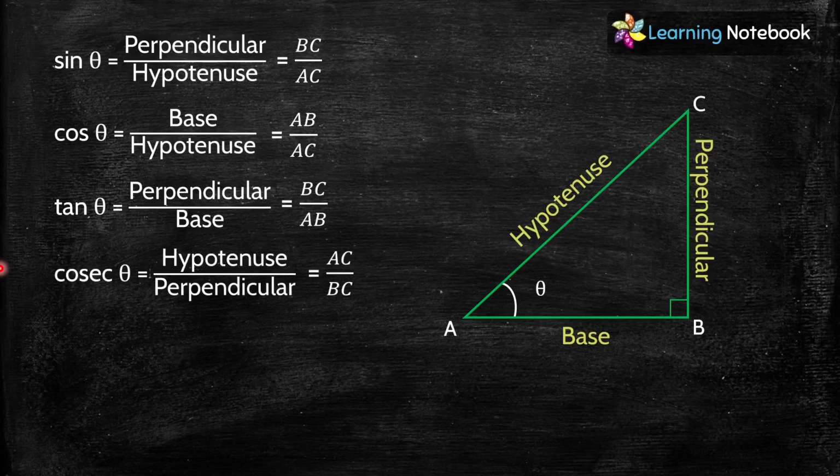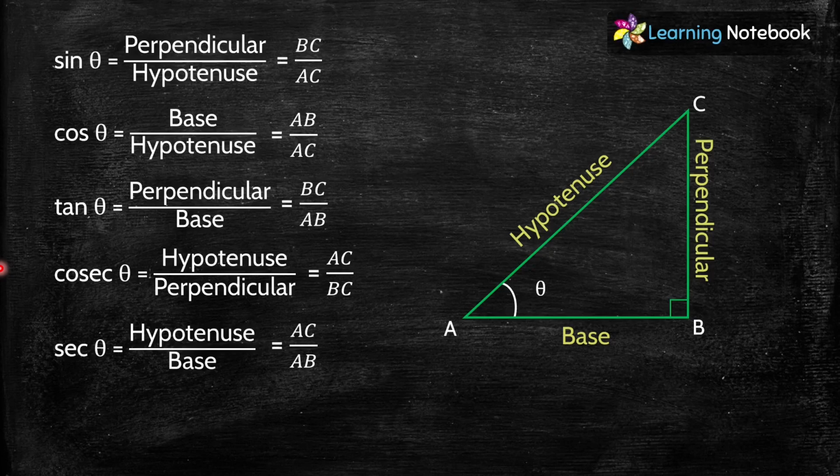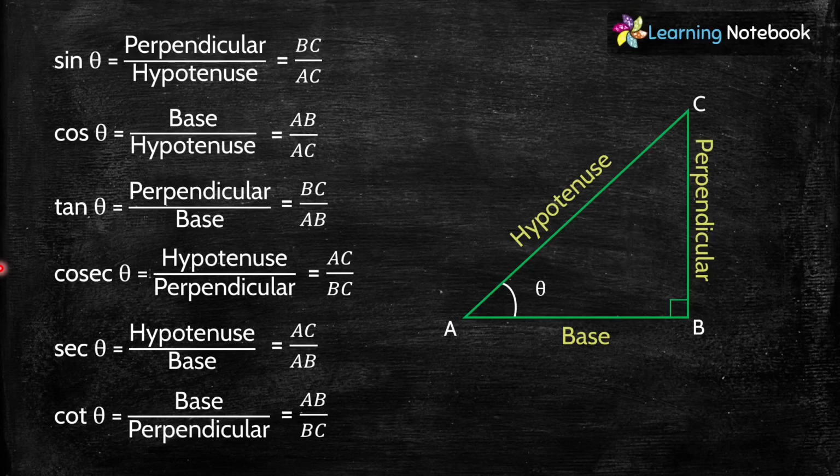Cosec theta equals hypotenuse upon perpendicular, which is equals to AC by BC. Next we have secant theta, which is equals to hypotenuse upon base, which is equals to AC by AB. And lastly, cot theta equals base upon perpendicular, which is equals to AB by BC.